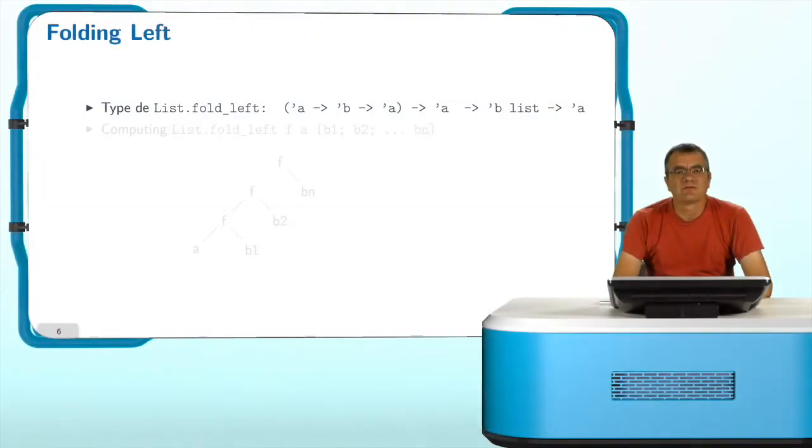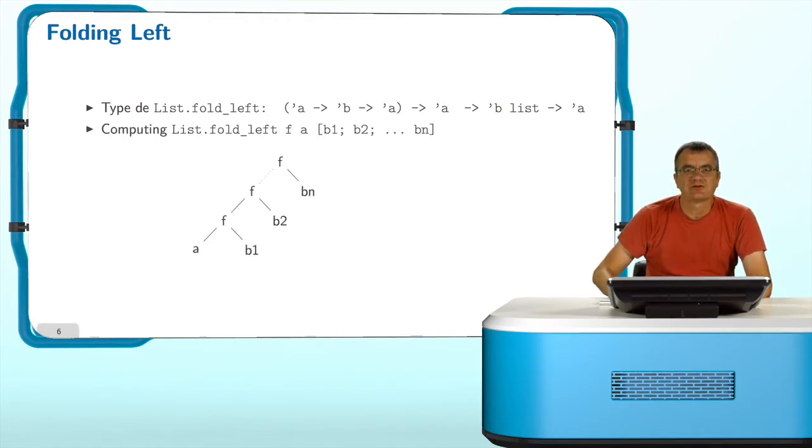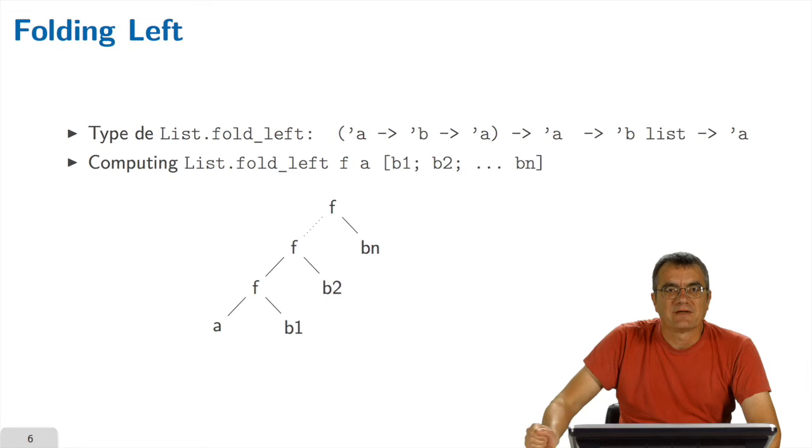In contrast to the folding right operation, the folding left operation has a completely different shape of its computation tree. As the name indicates, it hangs now to the left. Now let us understand what the type of this function is. Beta would be the type of the elements of the list and alpha would be the type of the result of function f.